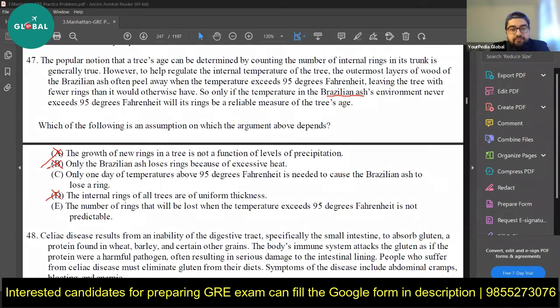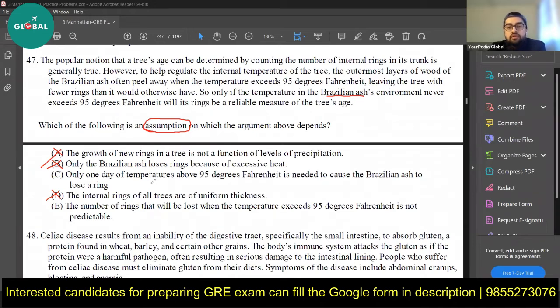What about C and E? So C cannot be. I think only one day of temperature above, yeah, we are not talking about one day of temperature. When you have to find the assumption, the answer choice must be like that: if you remove that assumption, the whole argument is wrong. Here he is saying only one day of temperature above 95 degrees is needed to cause the Brazilian ash to lose a ring. If this is true, then it is making this argument strong, not weak.